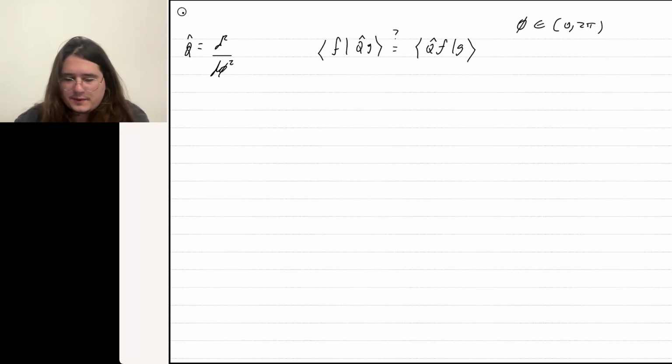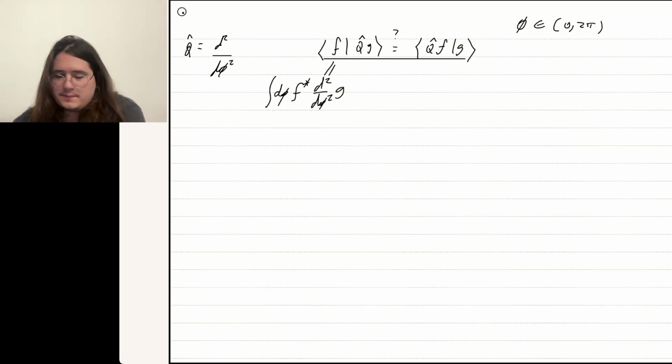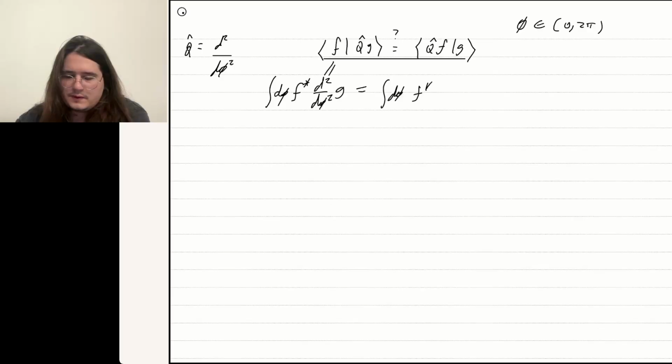What we need to prove is that the inner product of f with qg is equal to qf with g. In integral notation, you would write it as the integral of the complex conjugate of f times d squared over d phi squared acting on g. I should say that both g and f are functions of phi, and we're integrating over phi. So this can be rewritten as d squared g over d phi squared.